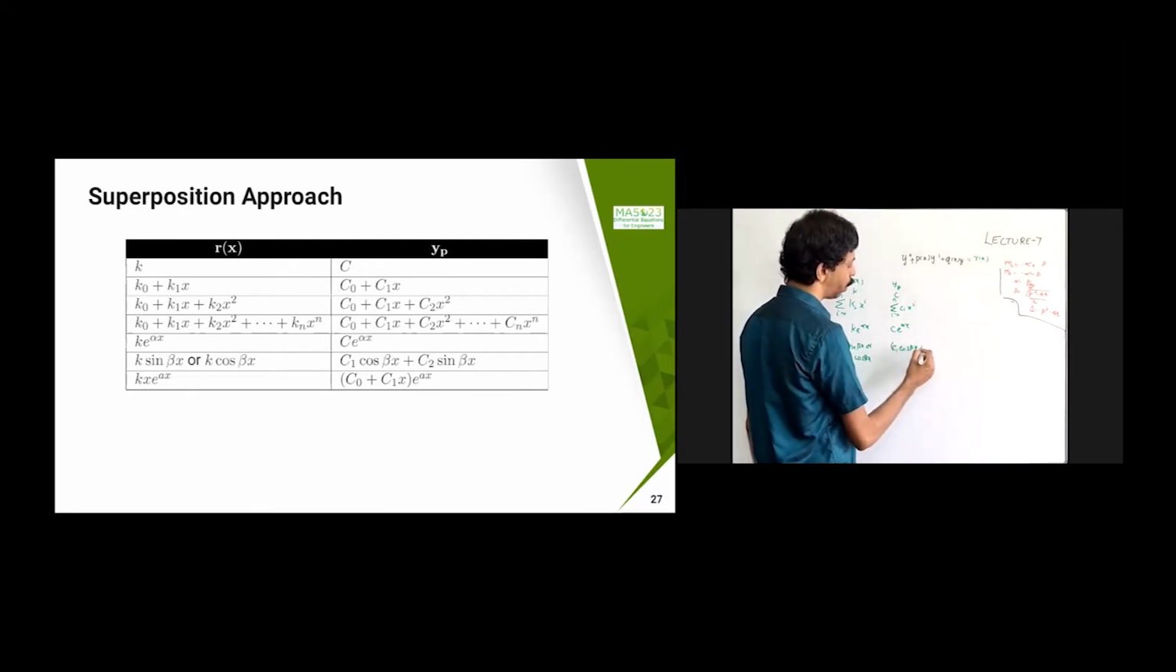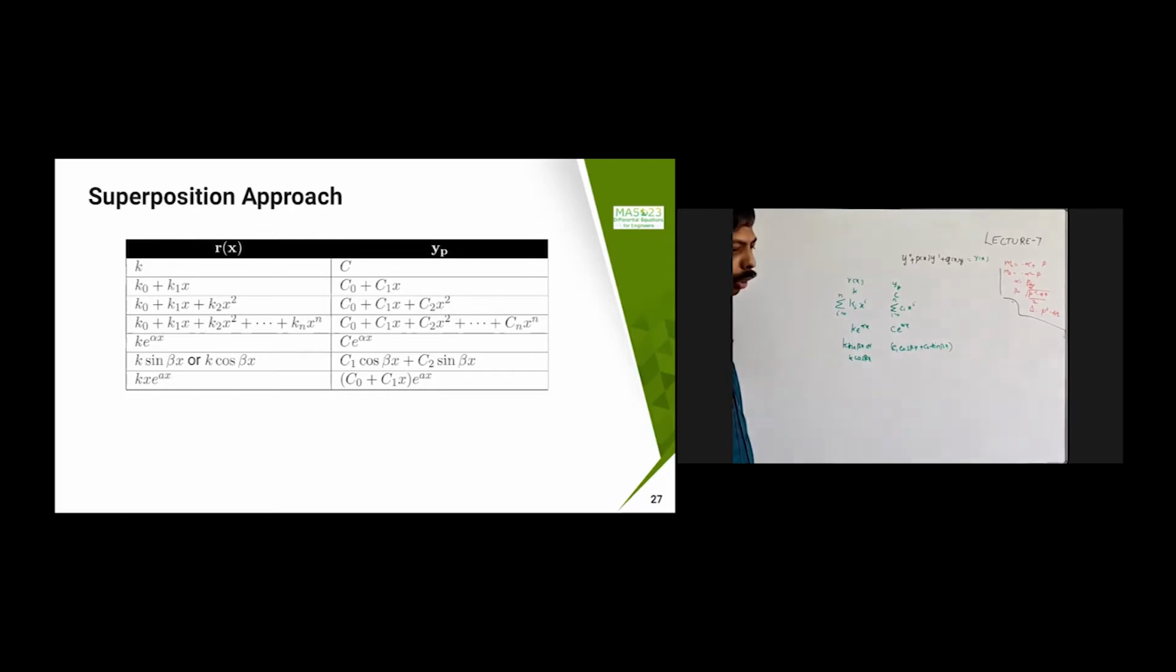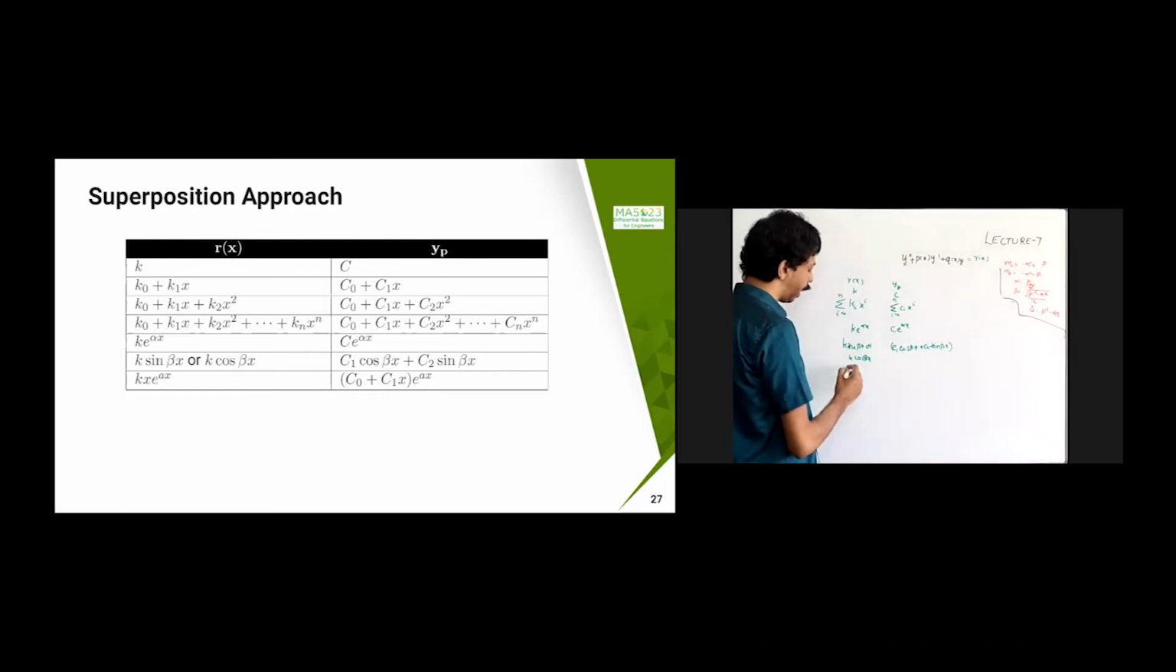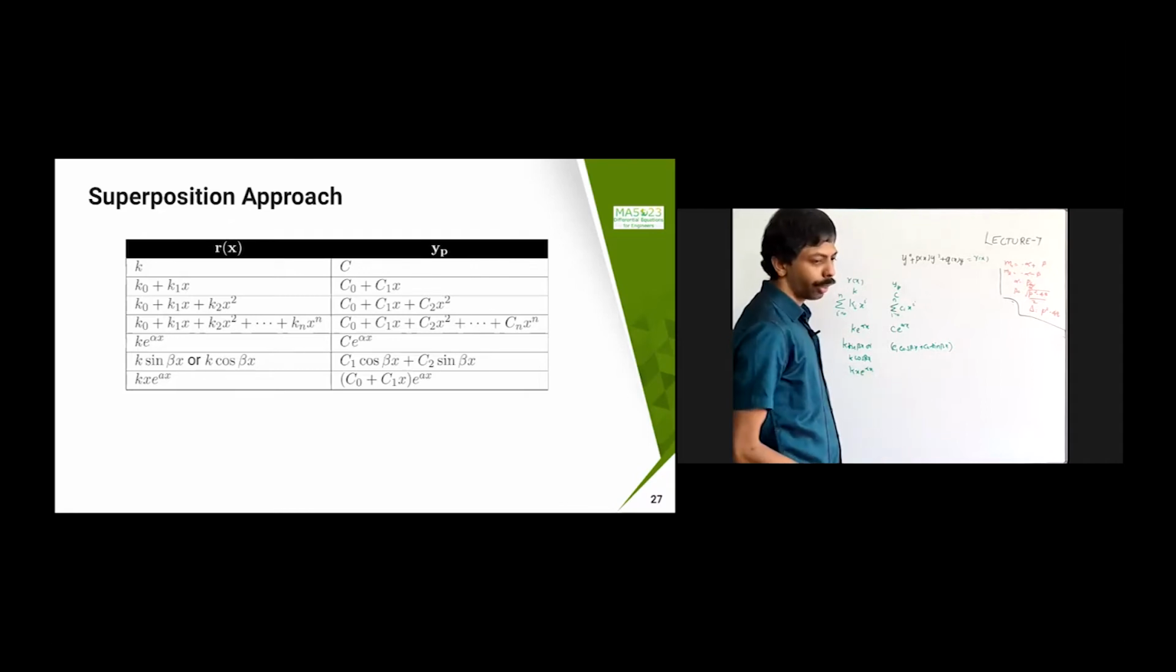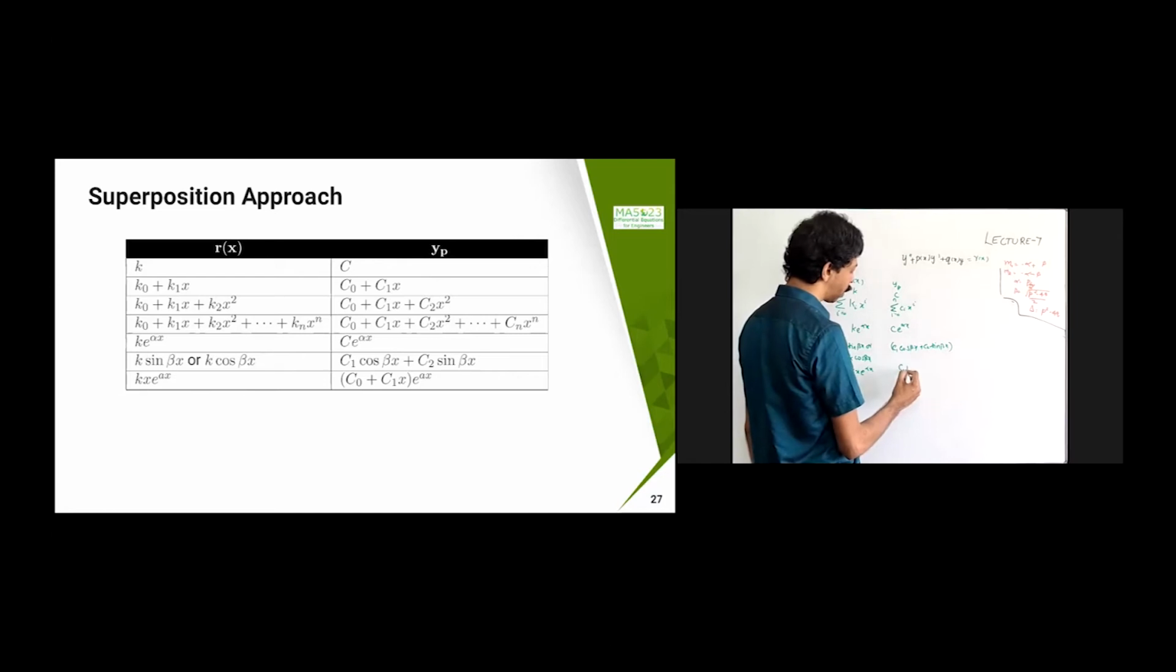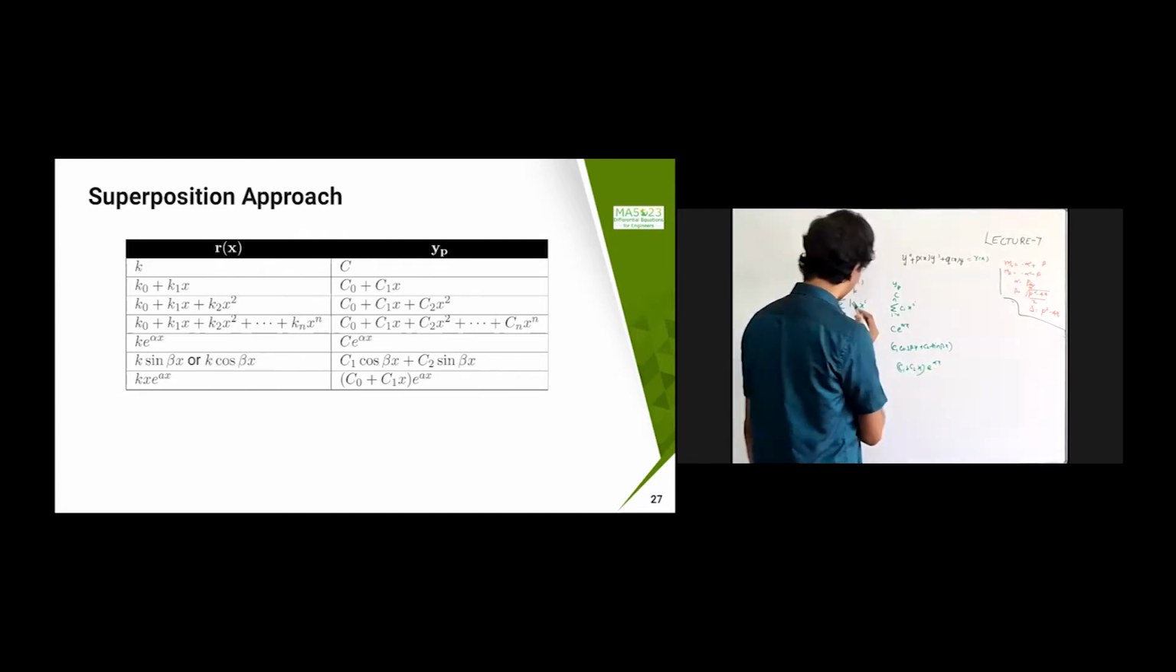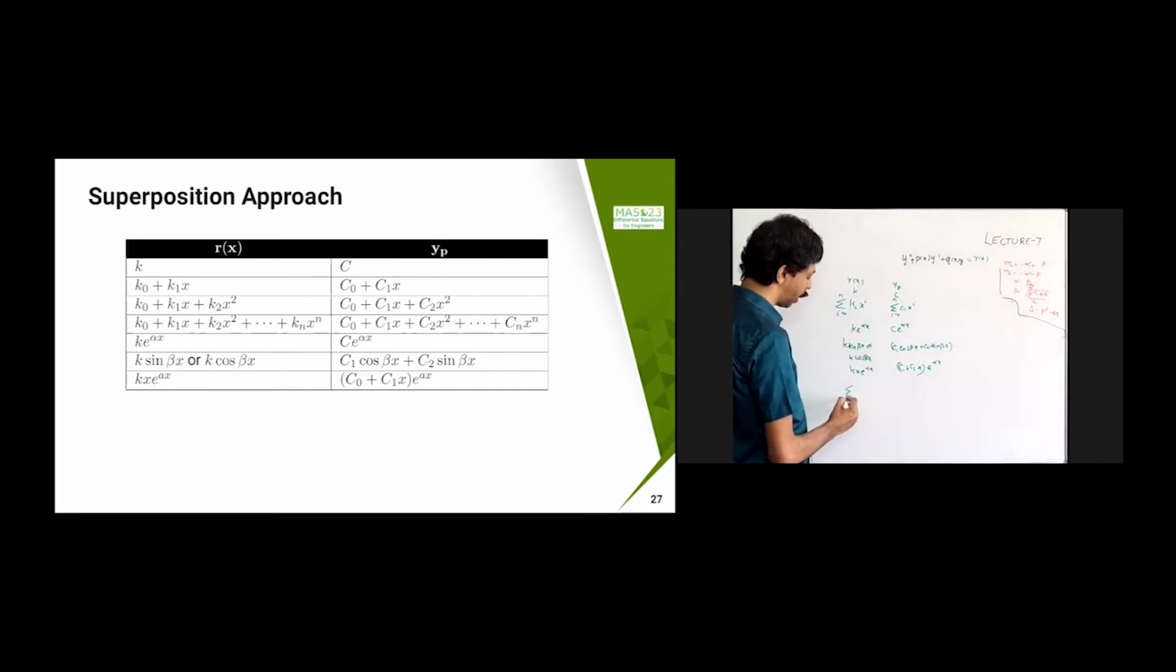So this is going to be c1 cos beta x plus c2 sin beta x. Similarly, if I take k x e power alpha x, in this case you are going to have c1 plus c2 x into e power alpha x, or in general, I can write summation i equal to 0 to n k_i into x power i.